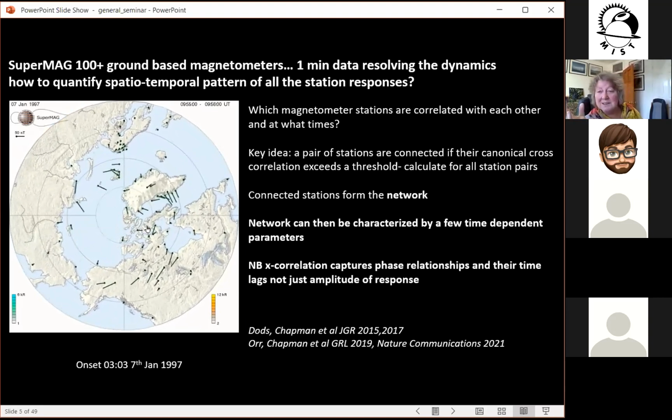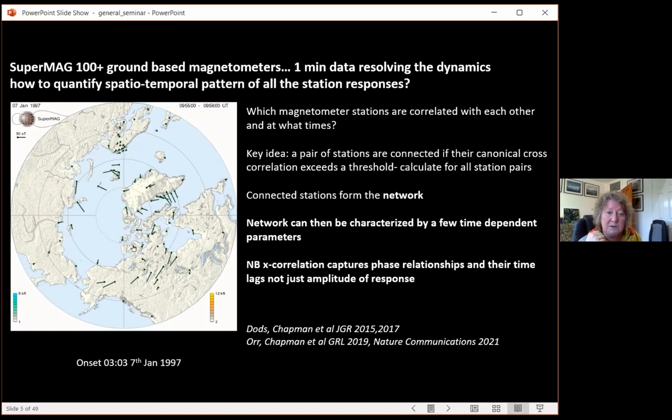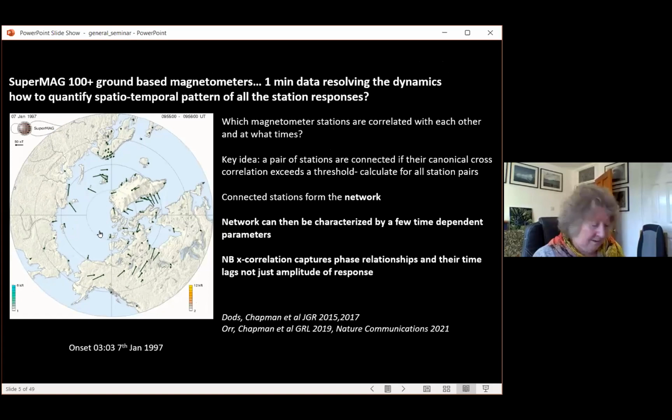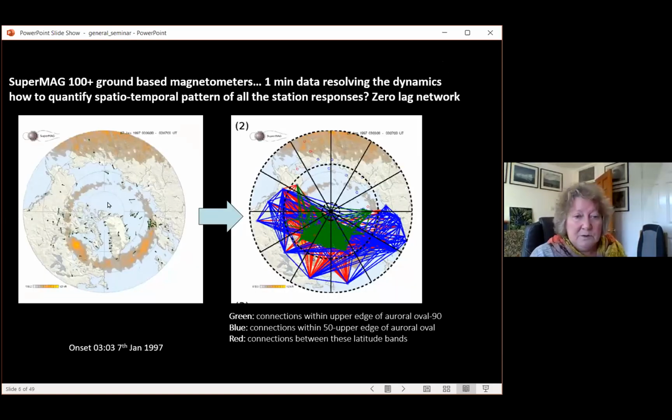And I'll talk about indices later on. But the idea was maybe you pick the biggest one, like AE, the one with the biggest excursion. But really, we want something that captures the whole spatial pattern. And so this is where the idea of networks comes in. This is a well-developed science in other fields, particularly social science, where you've got societal data. But the idea is you can make just a few parameters characterize the spatial pattern, and they're time-varying parameters. Okay, so the event that I just showed you, here's our very first attempt at doing this.